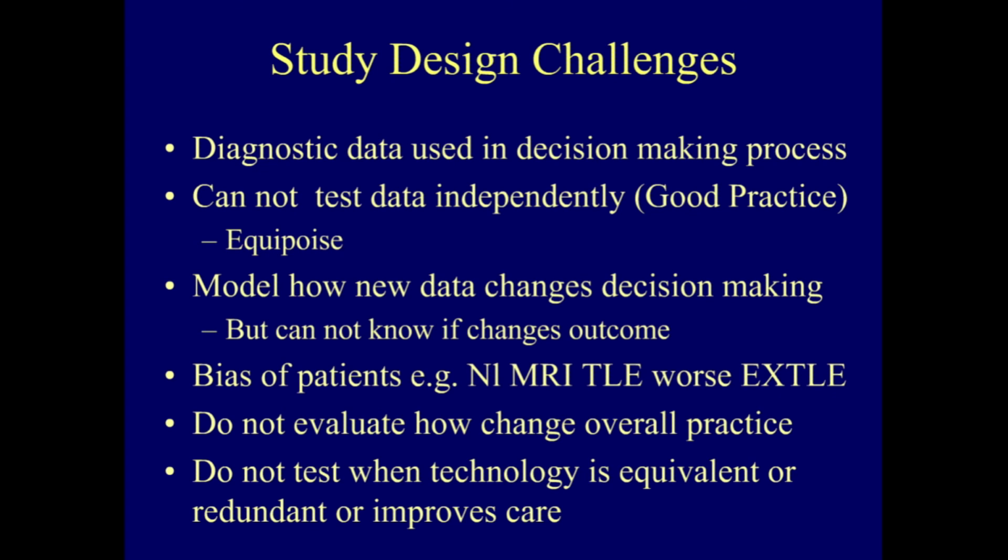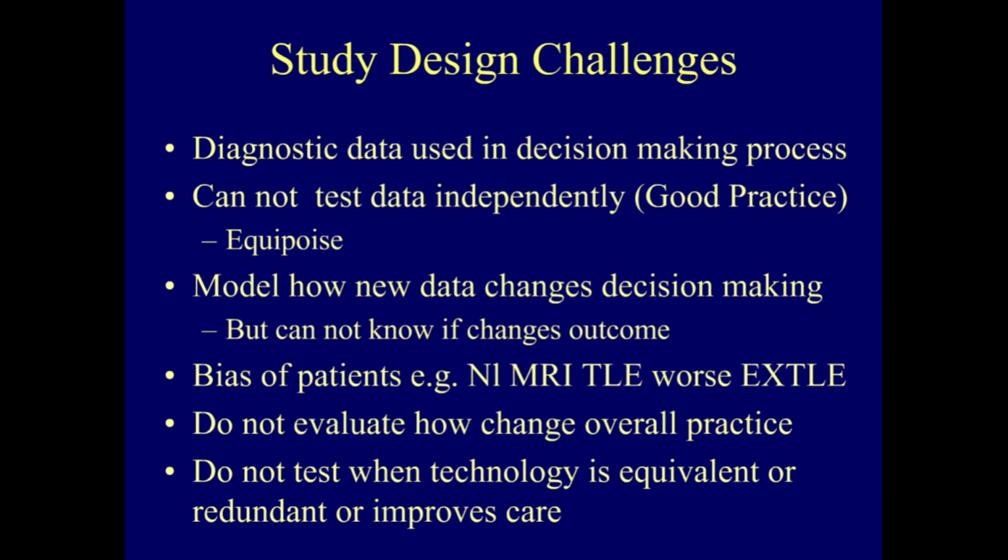self-justifying. A model how to get around this is to examine how the data changes the decision-making. So you can either look at how decision-making is made in a center that has or does not have this data, or you can present the data to a group at Epilepsy Surgery Conference, determine the decision that would be made, and then reconsider the decision based on the new imaging data, and therefore you could look at the effect of the new data on the decision-making process, but you cannot ultimately know how that changes outcome.